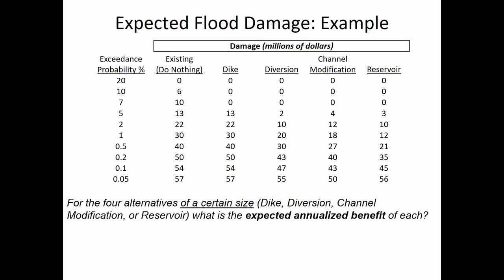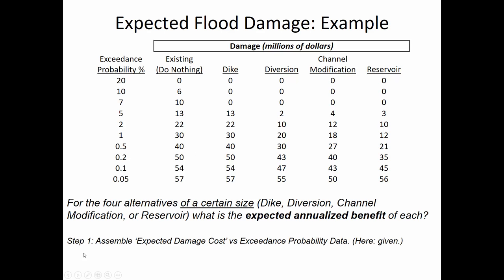So we want to know which one is best of these four options. Which one delivers the most benefit on an annual basis? The first step is to assemble expected damage cost versus exceedance probability data, and that's given to you already. Now in the real world, this is maybe a table that you'd need to assemble, and there would be a lot of work going into this, because you'd need to assess how each of these four structural measures is performing.